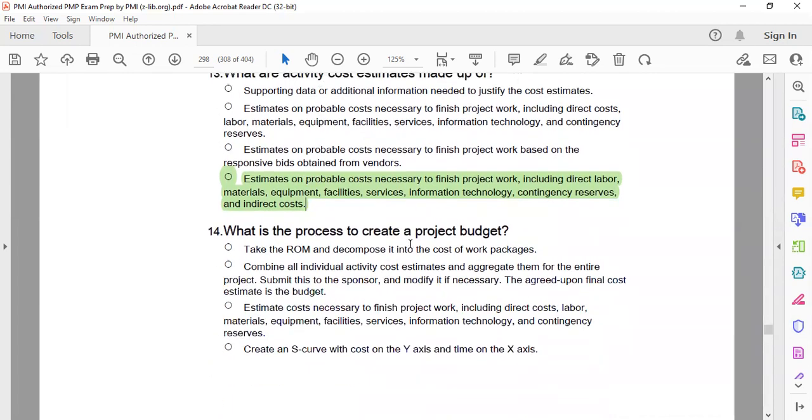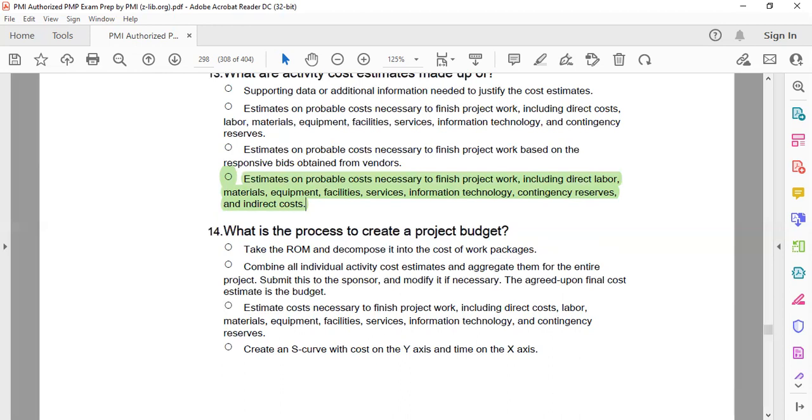Next, what is the process to create a project budget? Take the rough order of magnitude and decompose into work packages. Combine all estimates and agree on a number for the entire project. Submit this to the sponsor and modify. Then the agreed upon final cost estimate is the budget. Estimate cost necessary to finish project work, including direct cost, labor cost, services, and contingency reserve, and create an S curve with cost on the y-axis and time on the x-axis. I think the answer is very simple. You can easily find out.